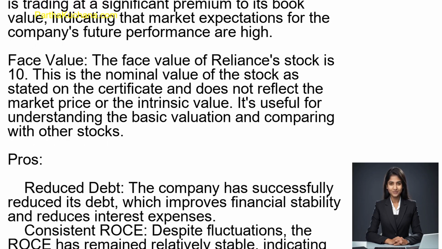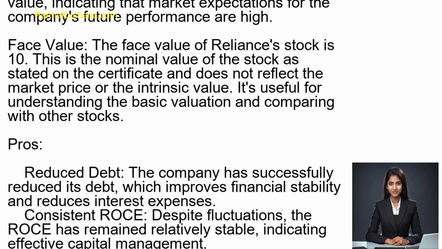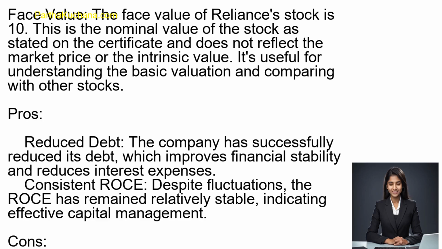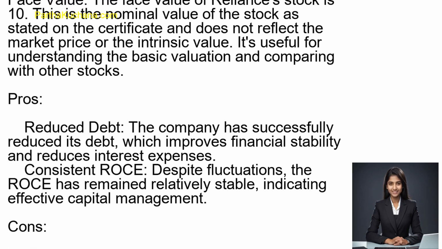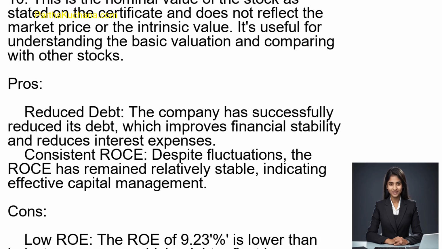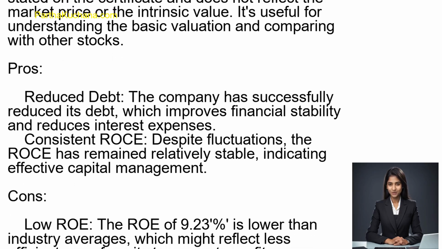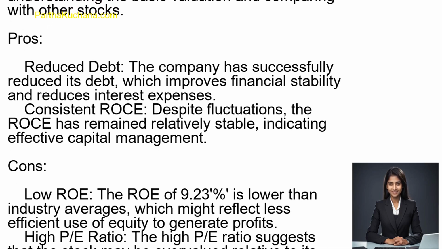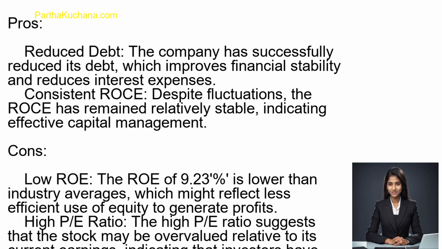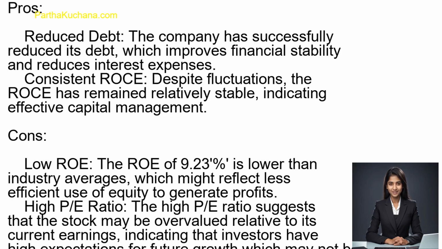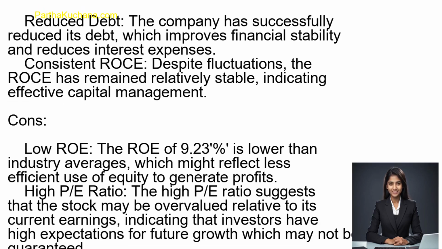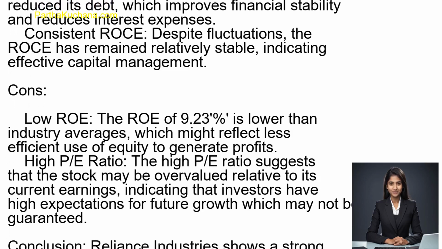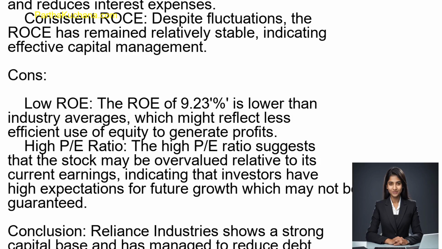Pros. Reduced debt. The company has successfully reduced its debt, which improves financial stability and reduces interest expenses. Consistent ROCE. Despite fluctuations, the ROCE has remained relatively stable, indicating effective capital management. Cons. Low ROE. The ROE of 9.23% is lower than industry averages, which might reflect less efficient use of equity to generate profits. High PE ratio. The high PE ratio suggests that the stock may be overvalued relative to its current earnings, indicating that investors have high expectations for future growth which may not be guaranteed.